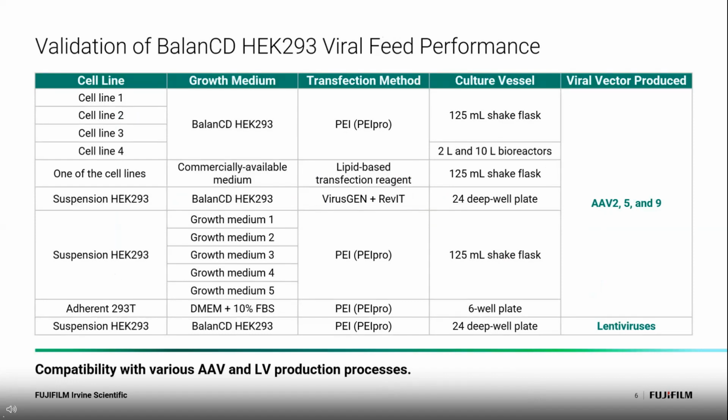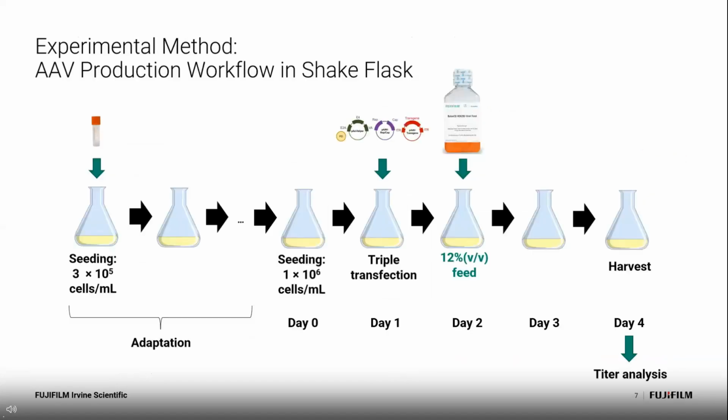To this goal, we designed a series of experiments to study the compatibility of balanced HEK293 viral feed with various AAV and LV production systems, including different cell lines, growth media, 3 types of transfection reagents, culture formats, and different AAV serotypes. This is an illustration of the AAV production workflow that we used in the shake flask in a fed batch format.